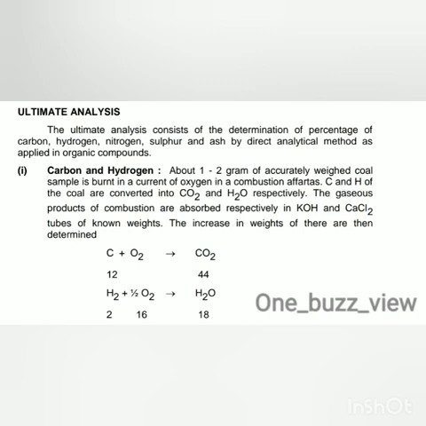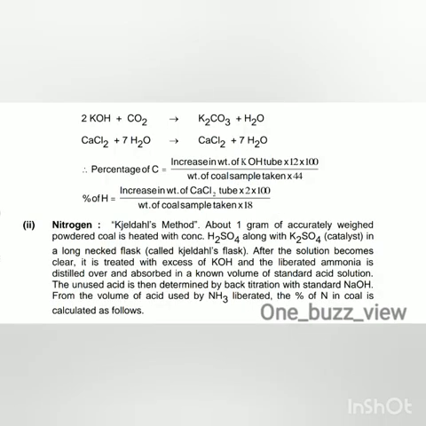So first, how will we determine the carbon and the hydrogen? 1 to 2 gram of accurately weighed coal sample is burned in the combustion apparatus, and the carbon is converted into CO2 and the hydrogen is converted into H2O. The gaseous product CO2 is absorbed in KOH, and the gaseous product H2O is absorbed in CaCl2 tubes of known weight. The increase in the weights is then determined.